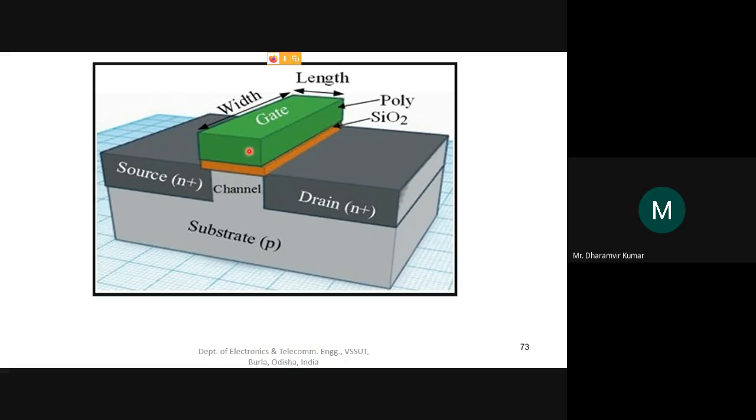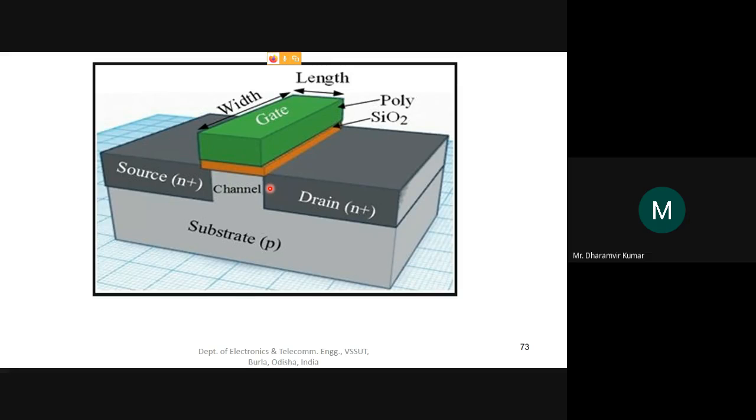Whenever we say that the current is flowing in MOSFET, it is always referred to as the current that is flowing between source and drain. There is no scope of any flow of current, any flow of charge carriers through the gate terminal. Okay, but still this is the controlling terminal that controls the flow of current between source and drain.